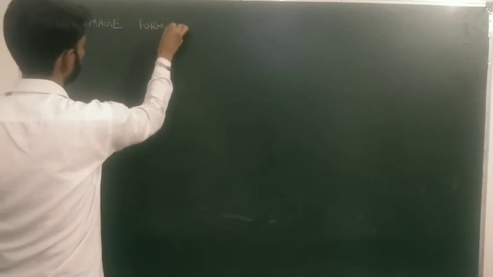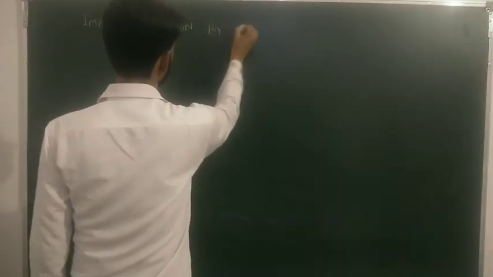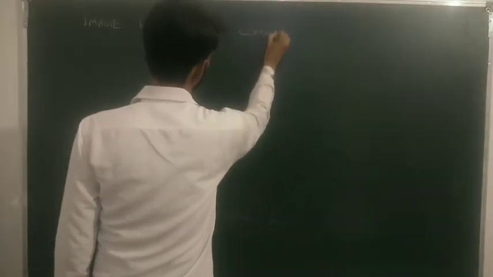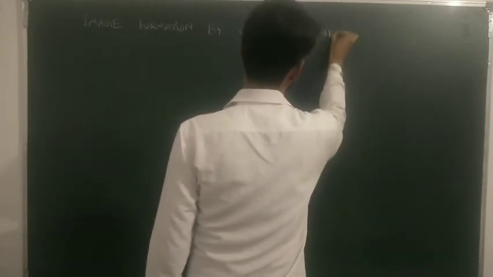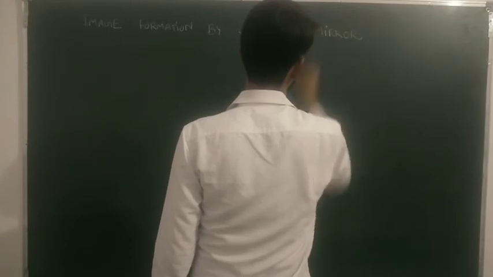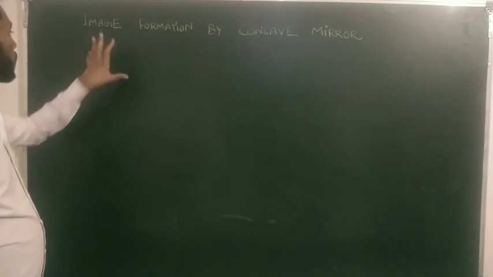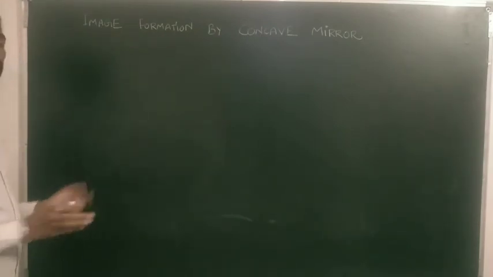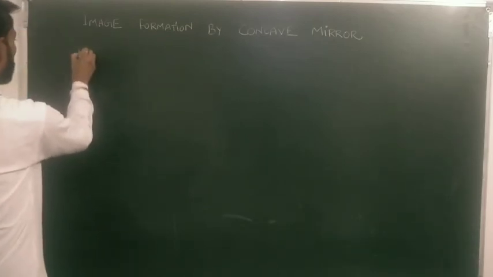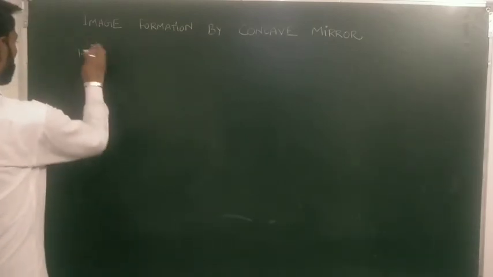Now we make images by concave mirror. So firstly, image formation by concave mirror. There are some rules which are used to make this type of images. First rule, rule number 1.